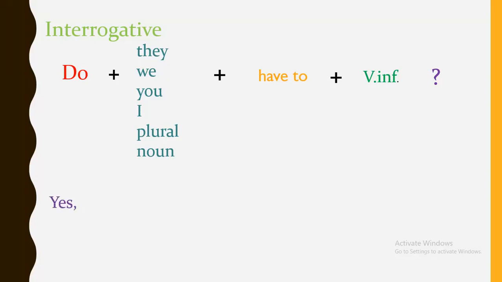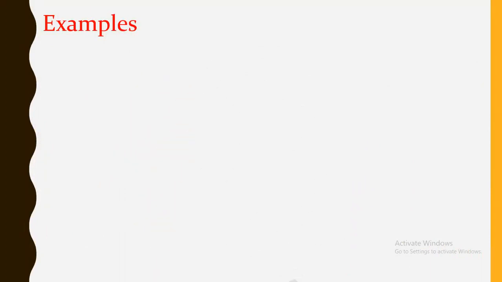And the answer, if it's going to be with yes, so it's gonna be yes, the pronoun which is used in the question, of course, and then do. If the answer is no, so it's gonna be no, the pronoun, and then don't. Okay, let's see some examples.